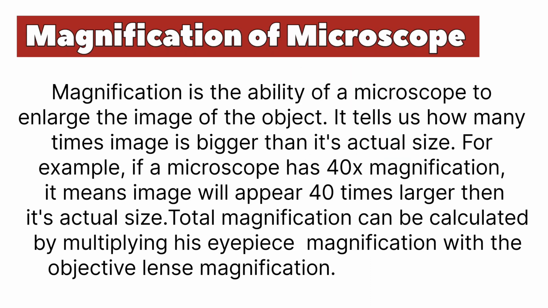Magnification of a microscope. Magnification is the ability of a microscope to enlarge the image of the object. It tells us how many times the image is bigger than its actual size. For example, if a microscope has 40x magnification, it means the image will appear 40 times larger than its actual size. Total magnification can be calculated by multiplying the eyepiece magnification with the objective lens magnification.